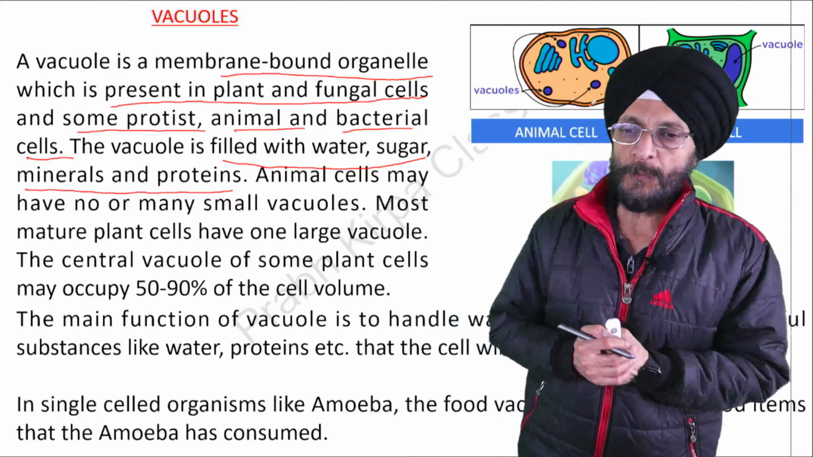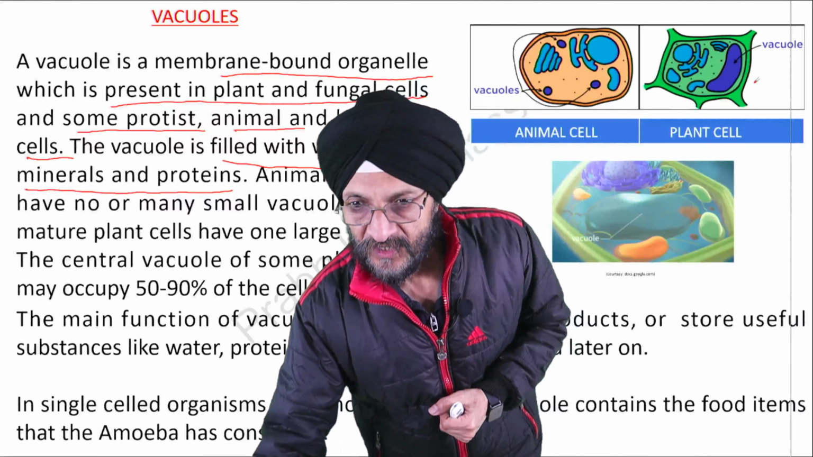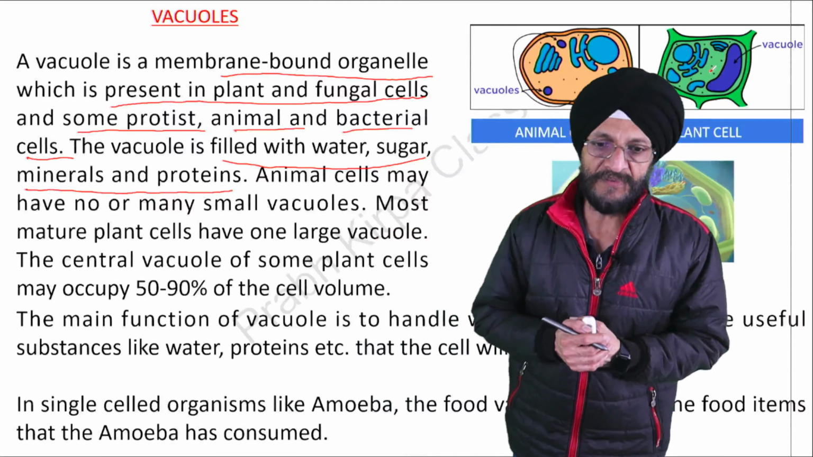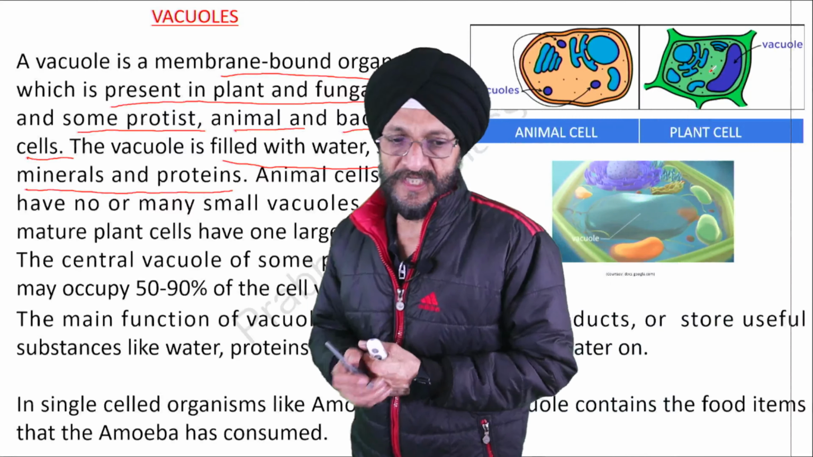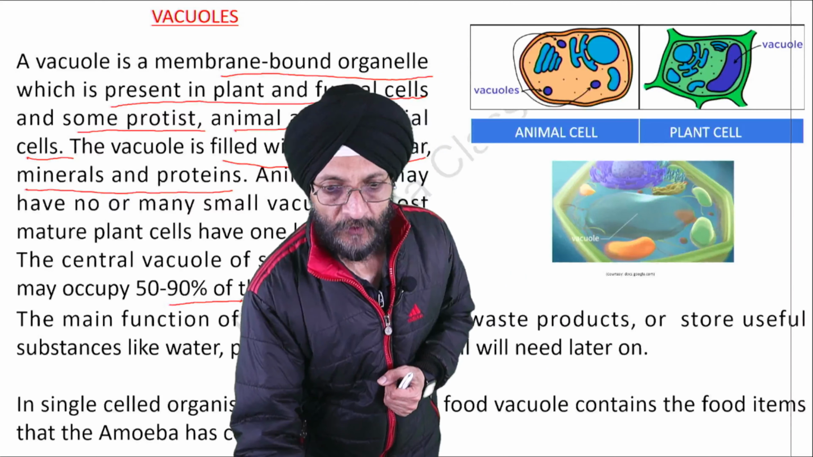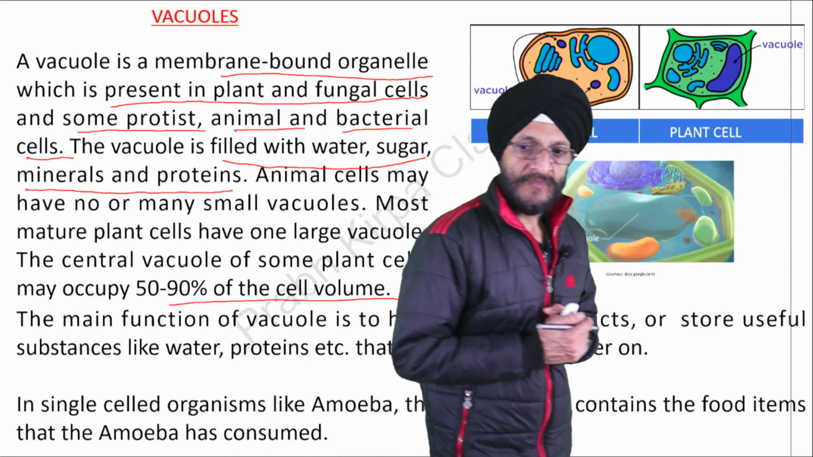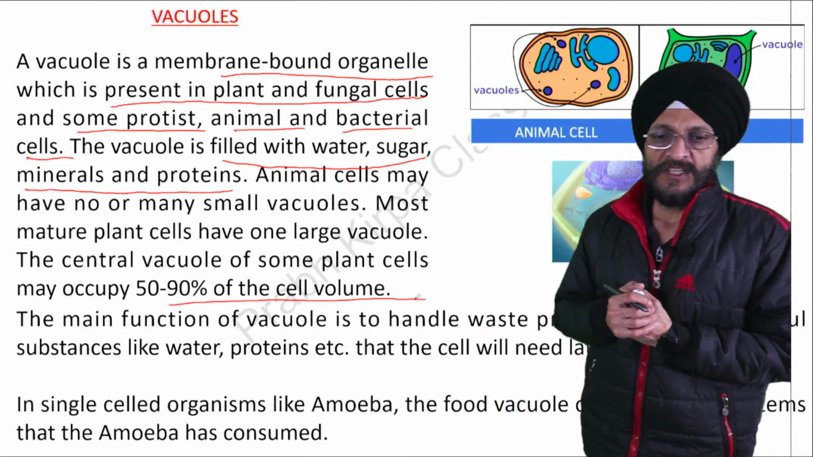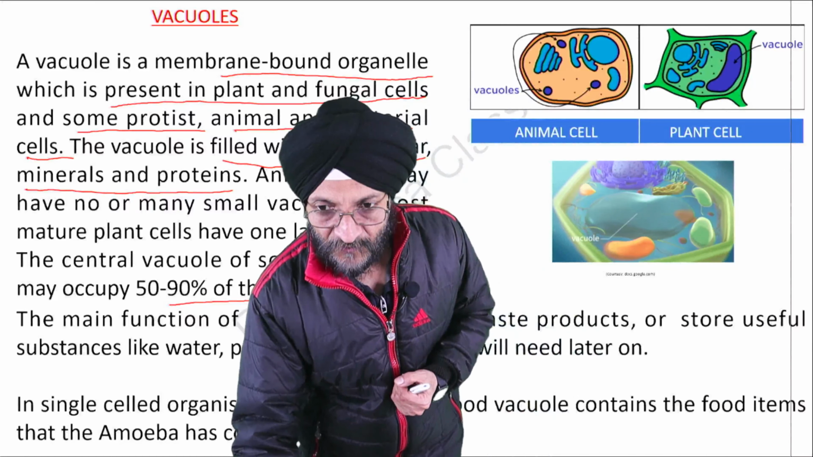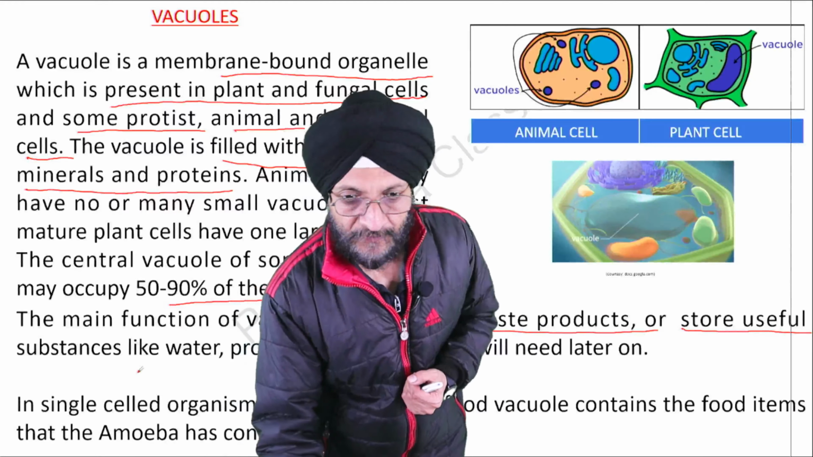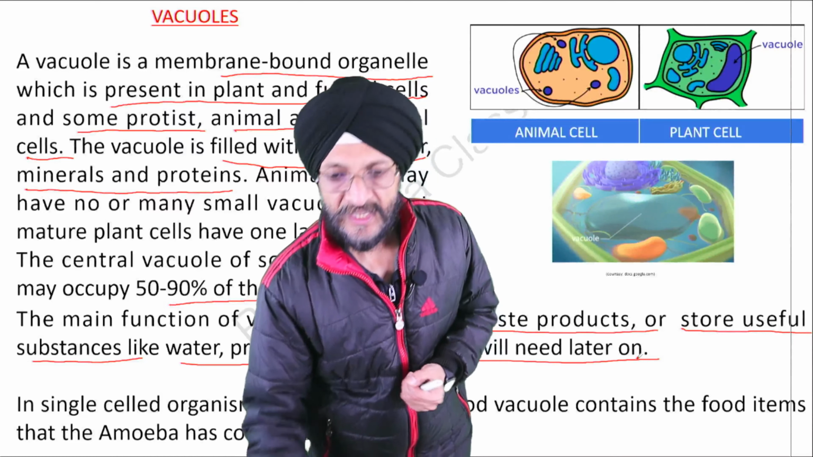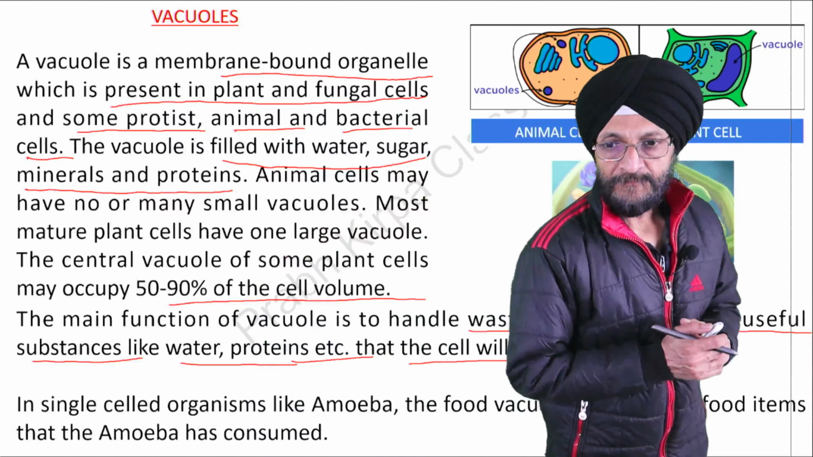Most mature plant cells have one large vacuole. The central vacuole of some plant cells may occupy 50 to 90% of the cell volume. What is the function of the vacuole? The main function of the vacuole is to handle waste products or store useful substances like water, proteins, etc. that the cell will need later on.